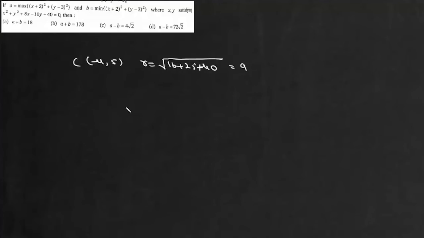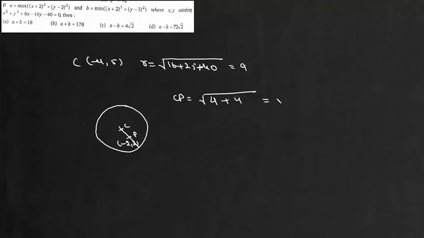So basically A is square of maximum distance of this point (-2, 3) from the circle, and B is square of minimum distance. Now that's your center C, and this is, suppose this point, say P. Now if we find CP, this CP is under root of 4 plus 4, which is simply 2 root 2. So that's your value D.